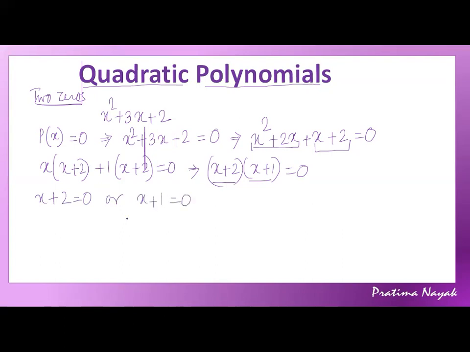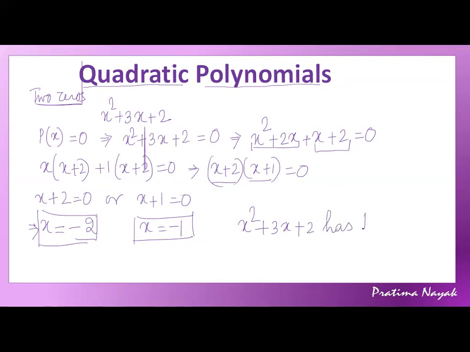Again, there are two conditions. x plus 2 is 0, that means x is equal to minus 2. If x plus 1 is 0, then x is equal to minus 1. So minus 2 and minus 1 are the two zeros of this quadratic polynomial x square plus 3x plus 2. So it has two zeros, x is equal to minus 2 and x is equal to minus 1. So every quadratic polynomial has two zeros.